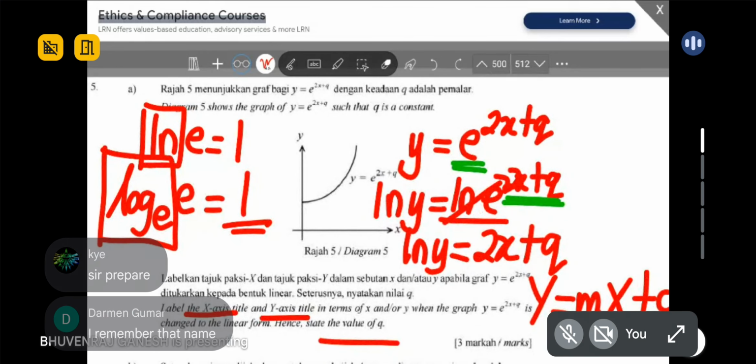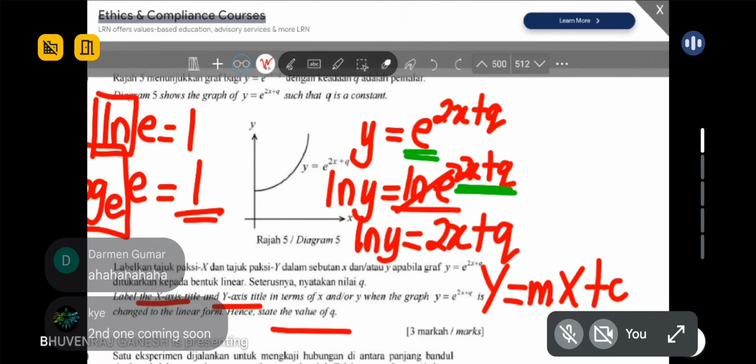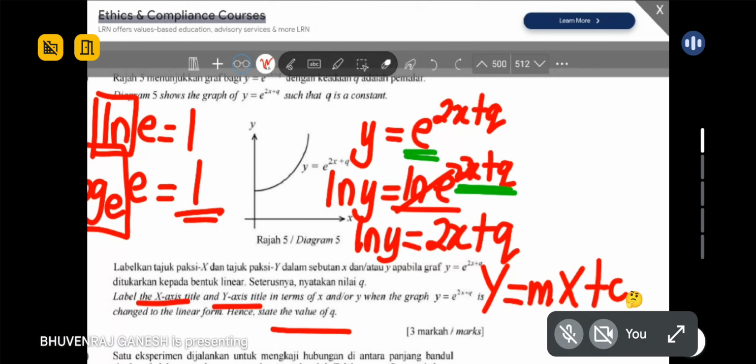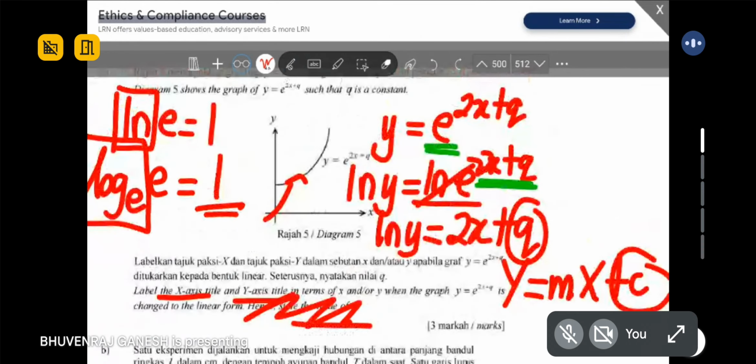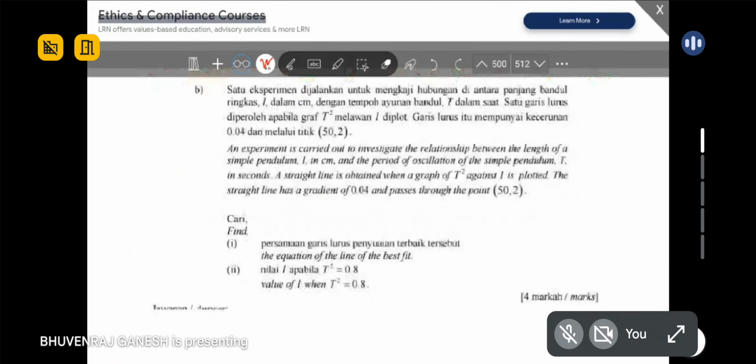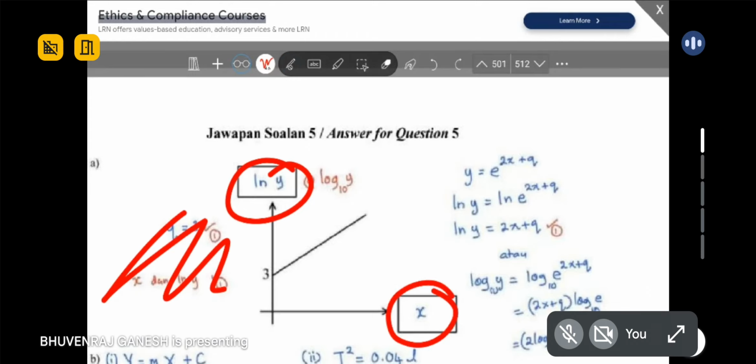Okay, so now, you guys cannot find the q. Tak boleh cari nilai q. The reason is because you don't see any point over here. Can you see, guys? Tak ada apa-apa titik kan atas graf. So when you see no point, you cannot find the q because you have nothing to substitute into this equation. Understand? So actually this question, they shouldn't ask lah. They should give a point, then only can solve. So you just label x-axis, y-axis, sudah cukup. You just need to know this one is ln y, this one is x. Because not enough info.